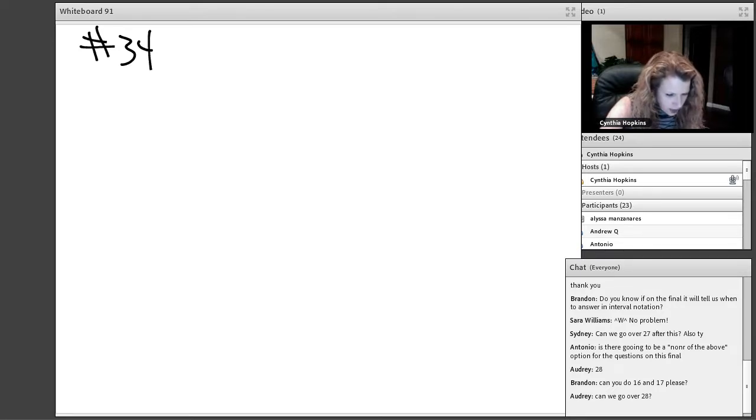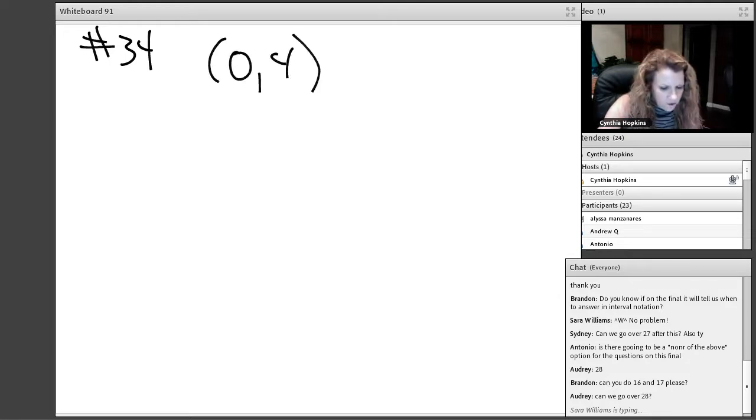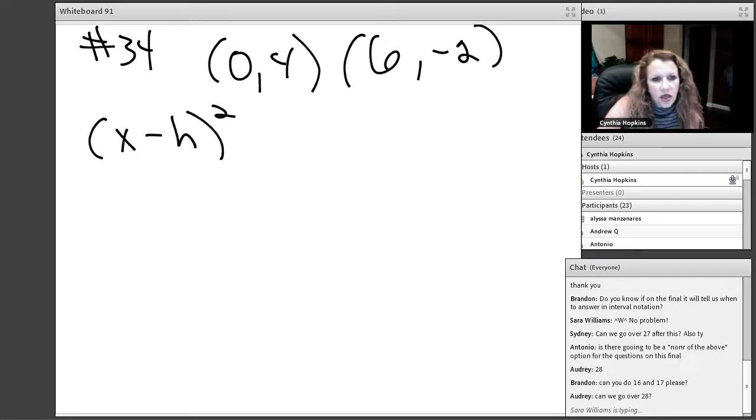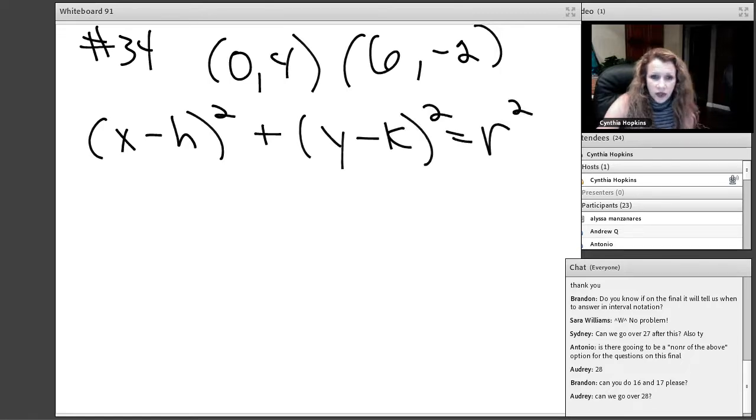All right, write an equation of the circle with endpoints of a diameter (0, 4) and (6, -2). Well, you need two things to be able to write the equation of a circle. Here's the general form: (x - h)² + (y - k)² = r². So the two things I need are the center and the radius.